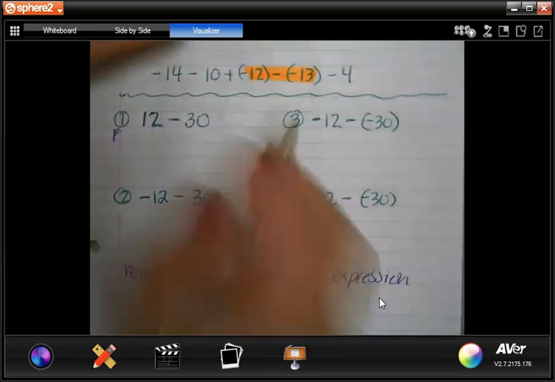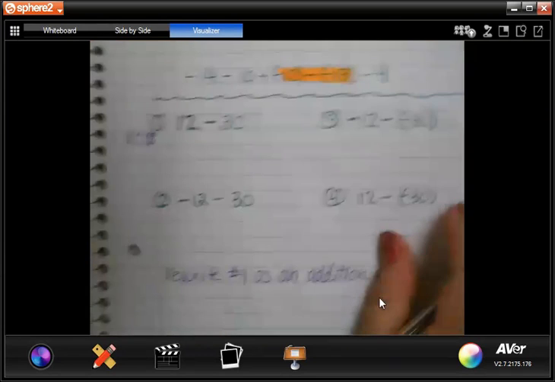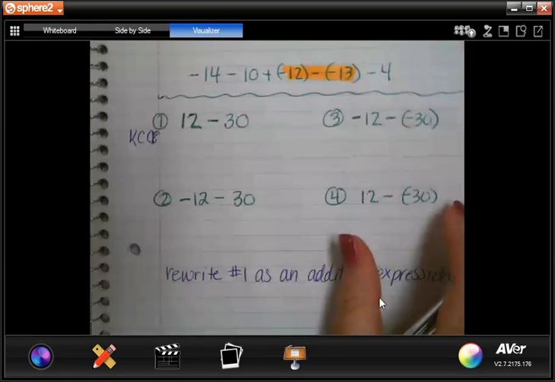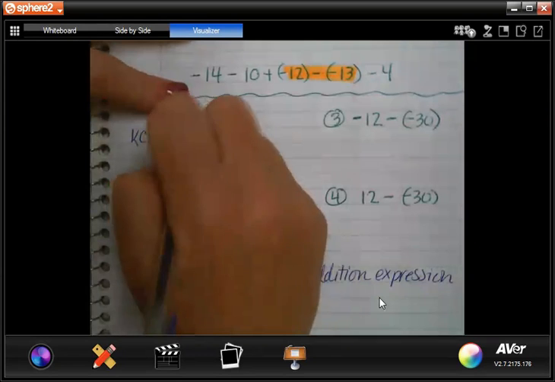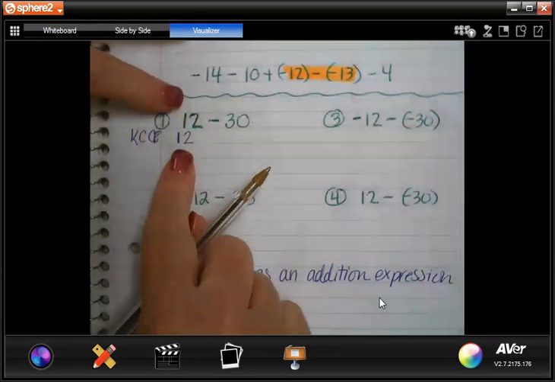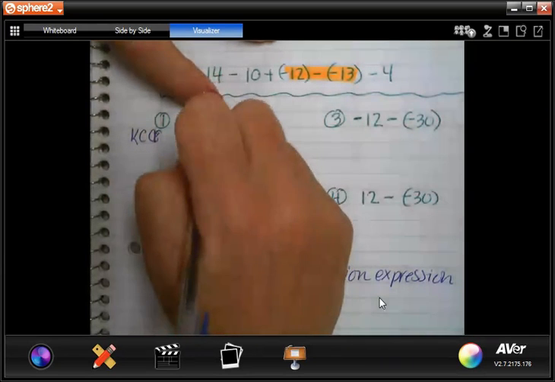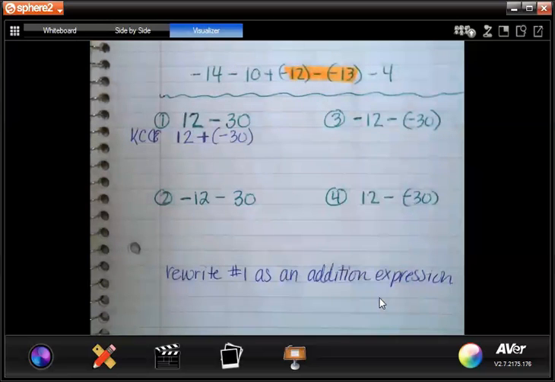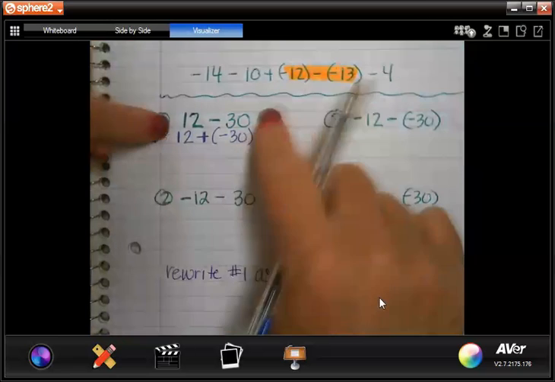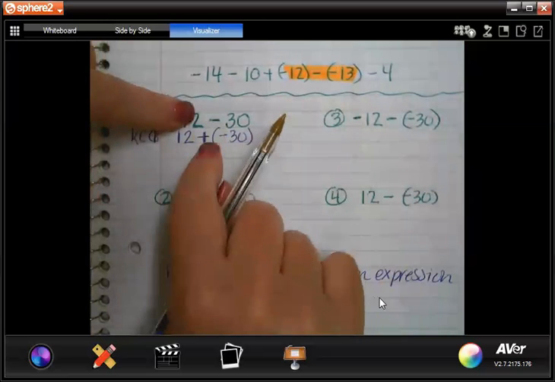So what we're going to do is we're going to KCC it. Keep, change, change. So we're going to keep the first number the same, change subtraction to addition, and then change 30 into its opposite. Okay? So these two expressions are the same. The only difference is that one is subtraction and one is addition.